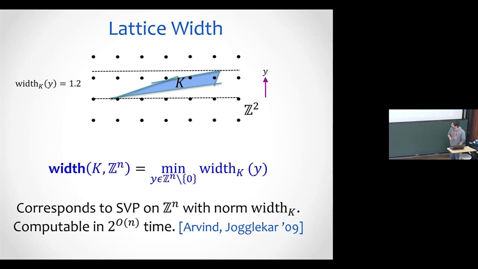Okay, so I will get to the Kannan-Lovasz conjecture again, and then we will stop. So width does define a norm. And computing this minimum width direction is exactly like a shortest vector solve with respect to the lattice Z^n, which is in some sense the dual lattice in this context, the norm induced by the width of K. And this is exactly computable using the lattice algorithms we saw before.